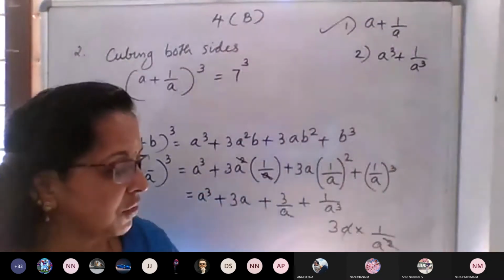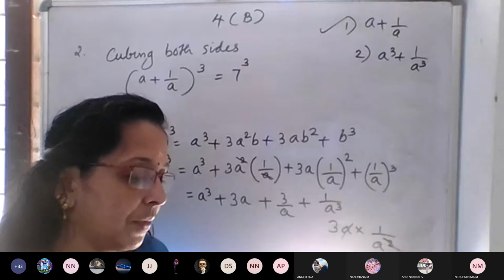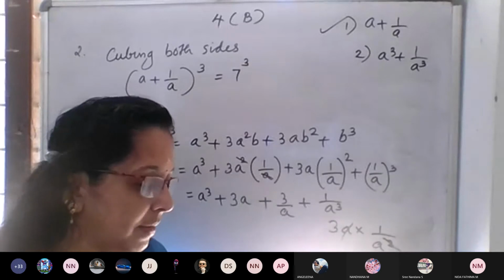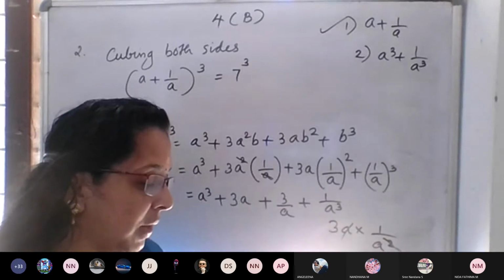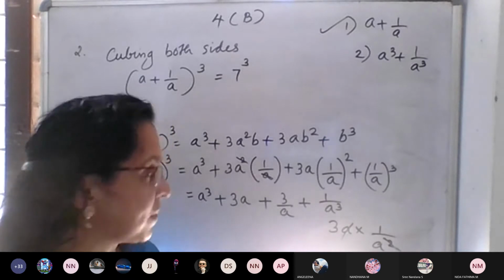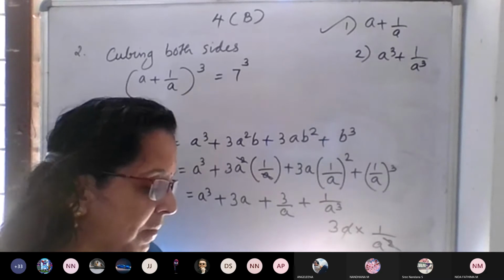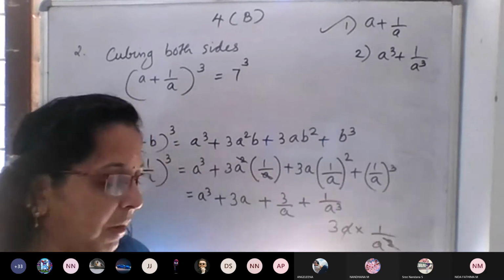Got it? First one. Second one, (a minus b) whole cube, then a cube minus b cube in red letter. Then the third one: (a plus 1 by a) whole cube is equal to what they have written: a cube plus 1 by a cube plus 3 into (a plus 1 by a).